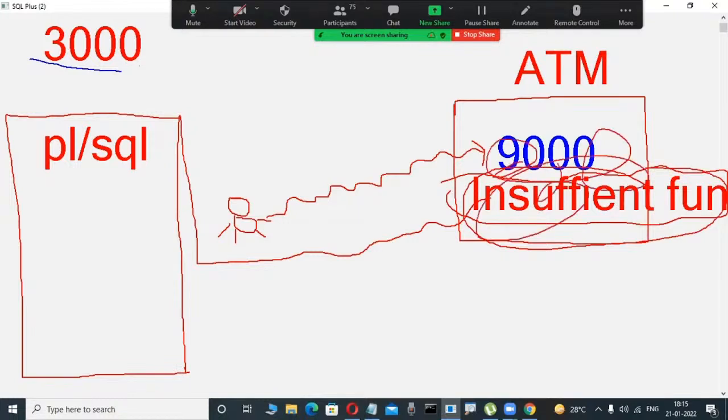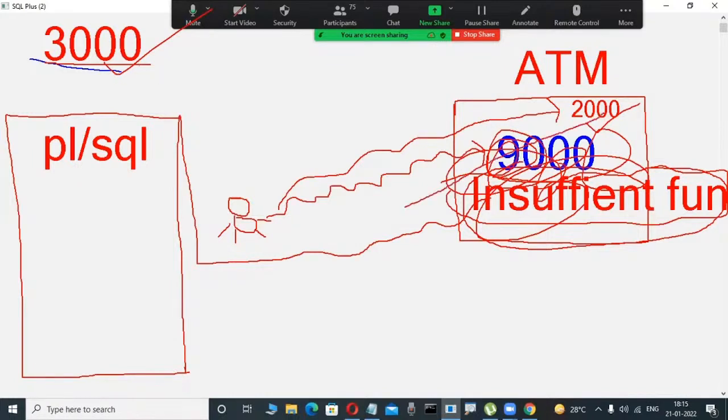Again, another scenario, for example. My balance is 3,000. Suppose I am inserting an ATM card. Now I try to withdraw 2,000 rupees, for example. Is it possible? Possible. Why? Because here my balance is 3,000. 2,000 is less than 3,000. That's why this withdrawal is possible in this example.